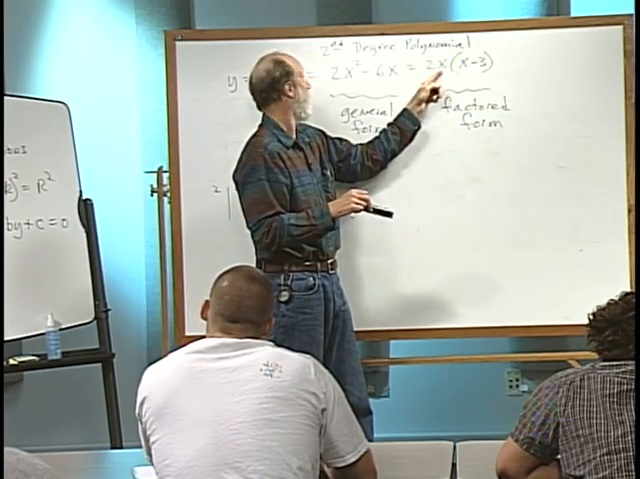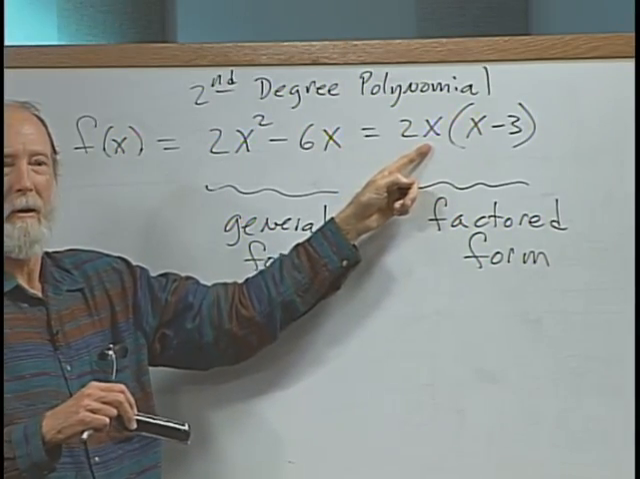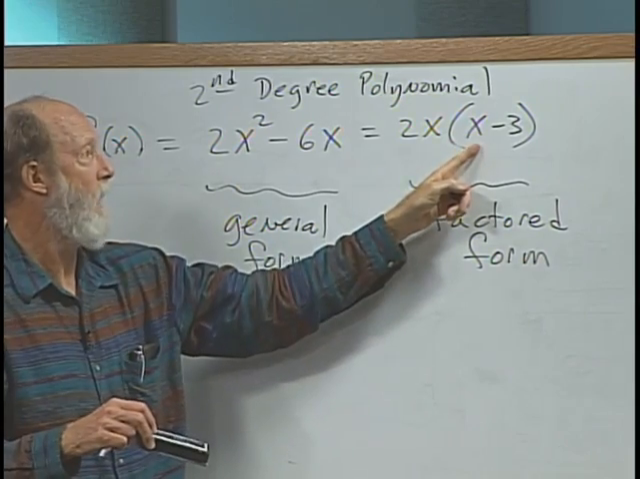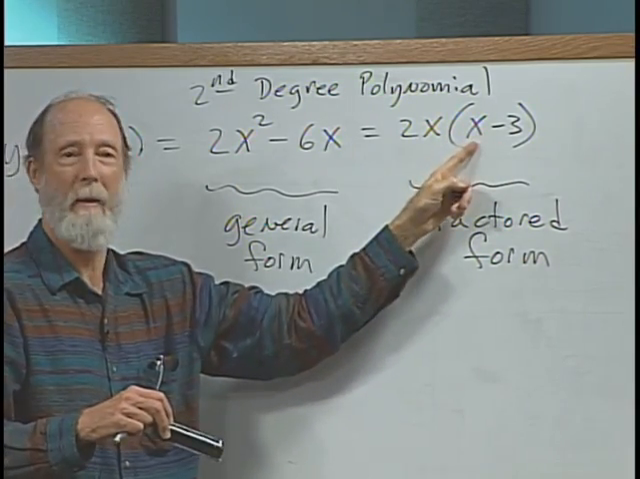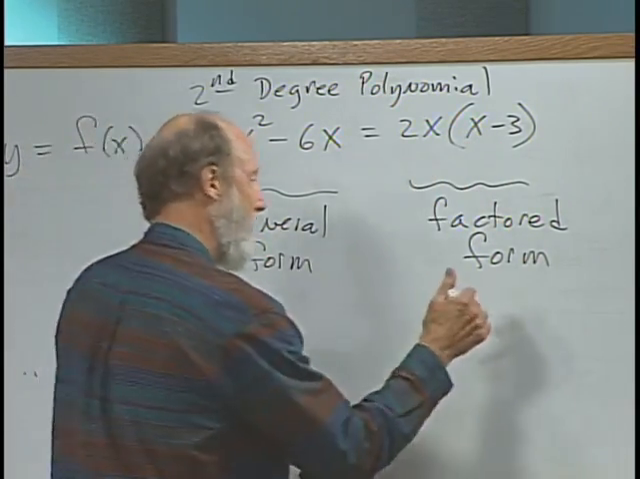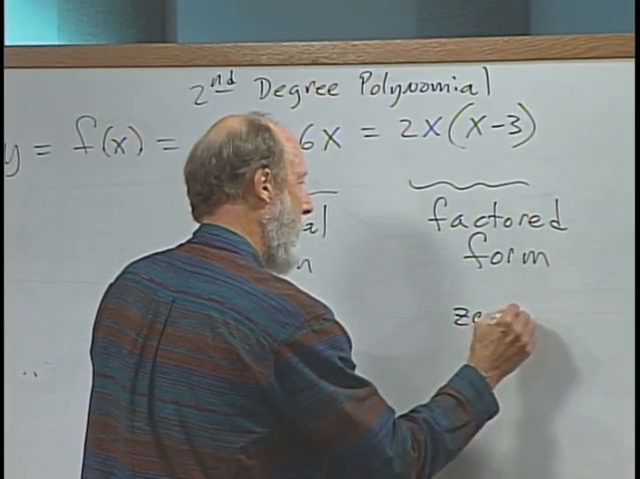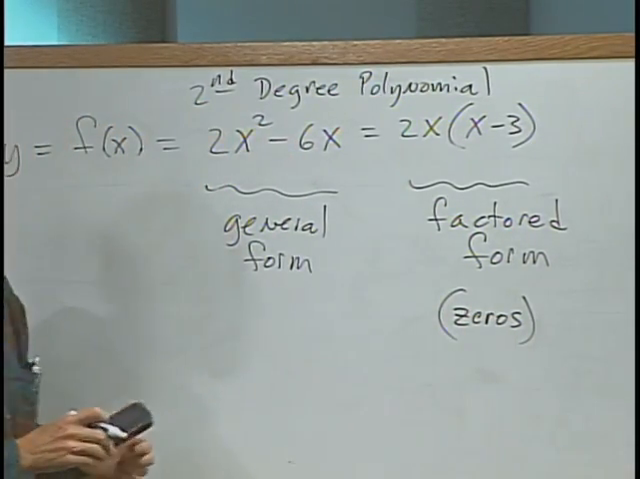If x is 0, doesn't that make y 0? And if x is 3, doesn't that make this whole thing 0? Yeah, so you can see the zeros real easily from the factored form.